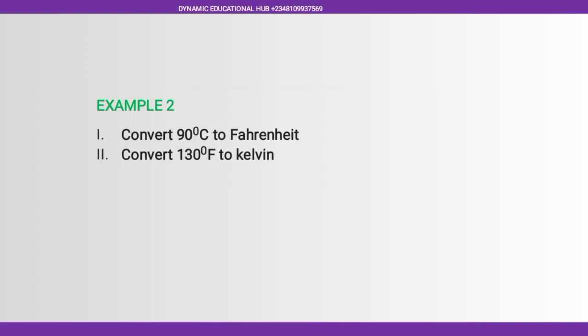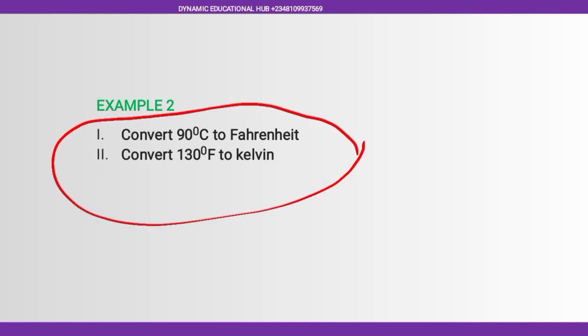Now let's forge ahead. Example 2. Convert 90 degrees Celsius to Fahrenheit. Number 2. Convert 130 degrees Fahrenheit to Kelvin. You can try it yourself.